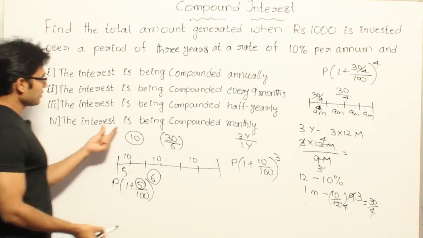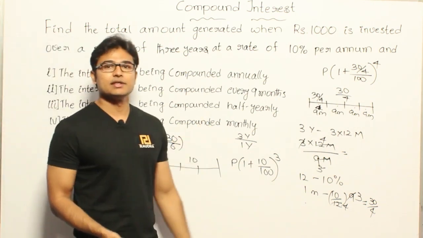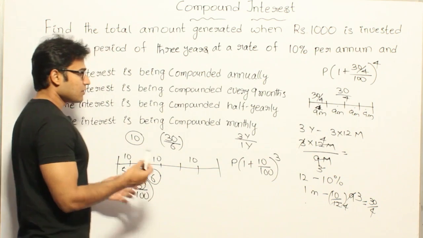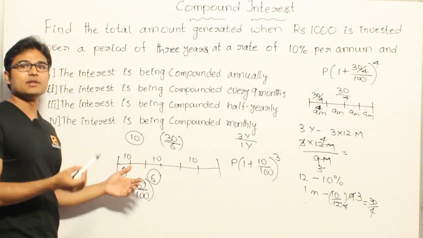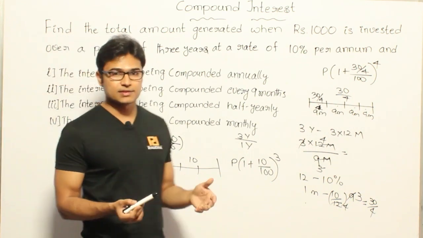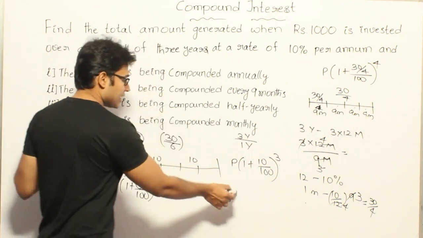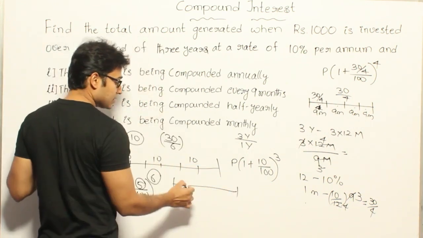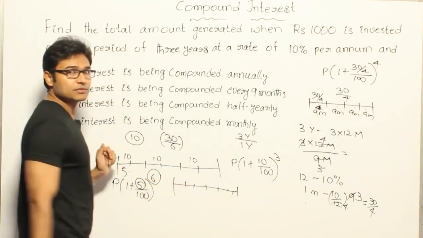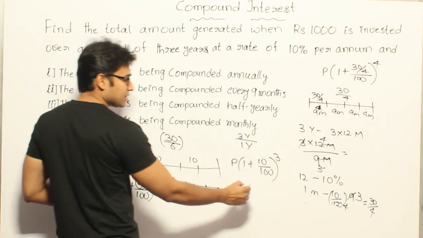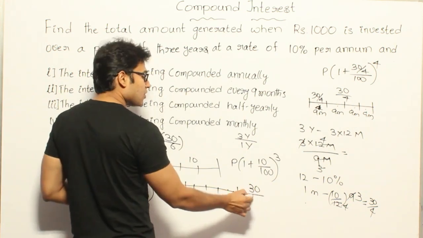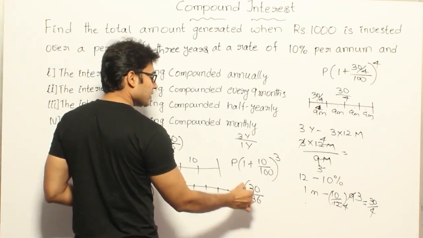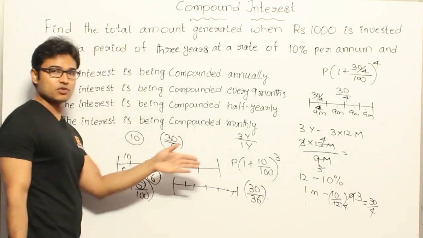And next one is the interest is being computed monthly. So you have to divide these 3 years into months. So in 3 years how many months will be there? 36. Therefore you have to divide this entire 3 years into 36 parts, right? And the total interest is 30, the total rate is 30, and what is the rate per slot? 30 by 36, because there are those many parts.